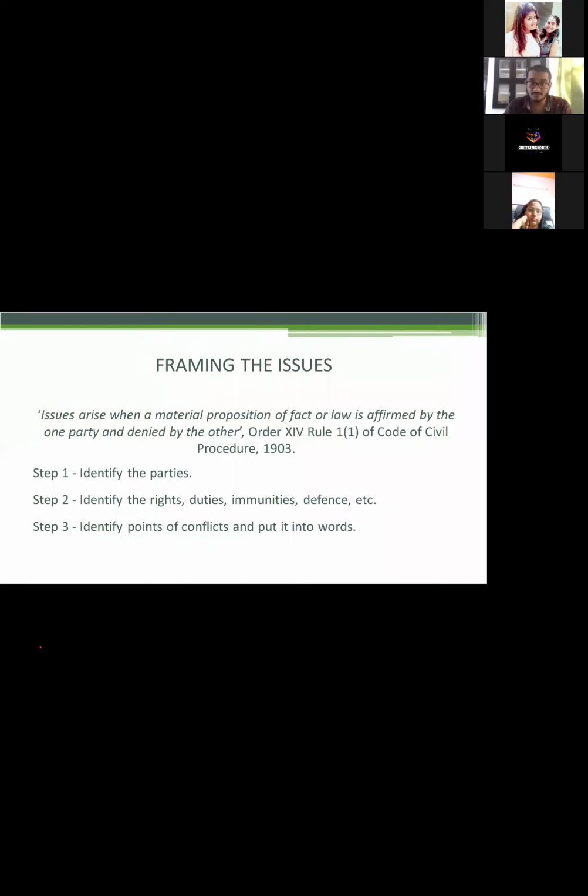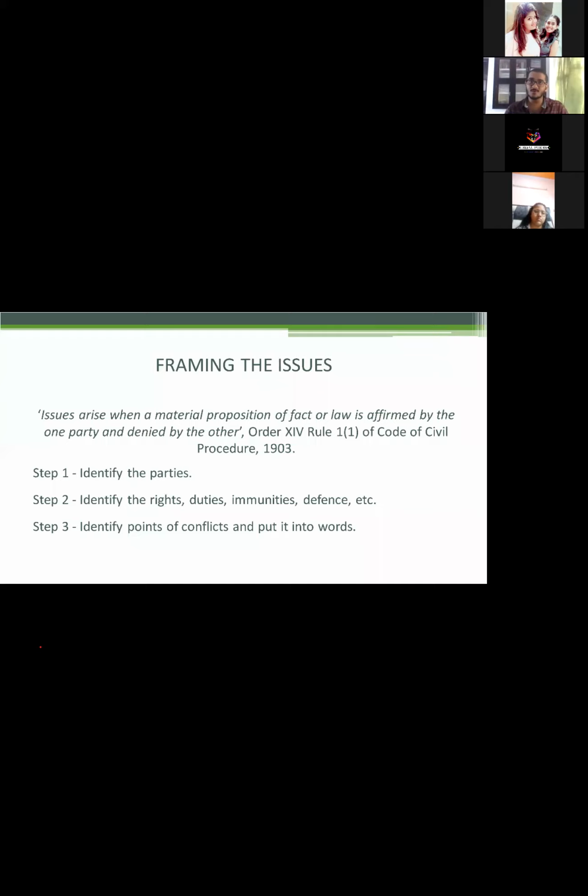Now, once you have identified these rights that are specific to the problem, the third step is to identify the point of conflict. The thing about an issue is it should be affirmed by one party and it should be denied by the other. So that is where the main point lies. You have to identify the point of conflict.